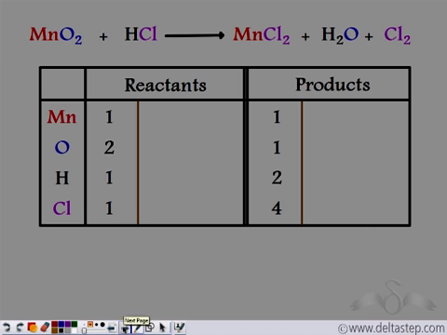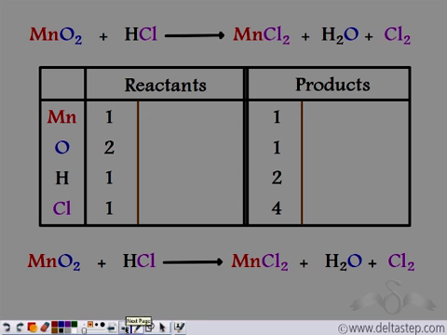So now, let's write the given equation. Now we see that there are 2 atoms of oxygen on the reactant side, 1 atom on the product side. So to balance oxygen, we have to make this species 2. Let's make it 2. So when we make this 2, what do we get on the product side? We have 1 manganese, we have 2 oxygen, we have 2 2s are 4 hydrogen, and chlorine is 4. We have not made any change on the reactant side, so this remains the same.